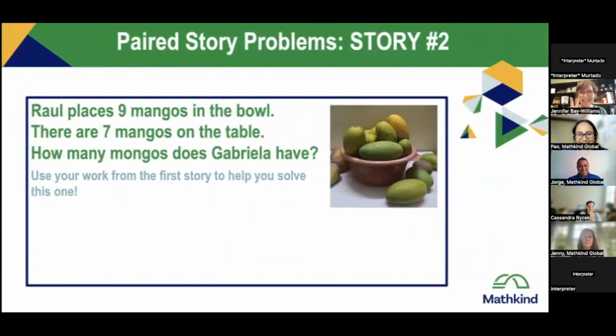So here's the second story. Raul, oh, I have another mistake here because I started to change the name and I got distracted. This is life in the real world, right? So Raul places 9 mangoes in the bowl. So there's 9 now here. There's not 10. There are 7 mangoes on the table. How many mangoes does Raul have?